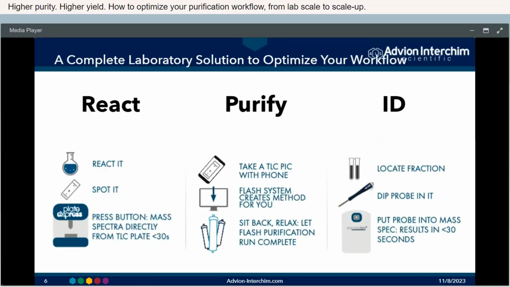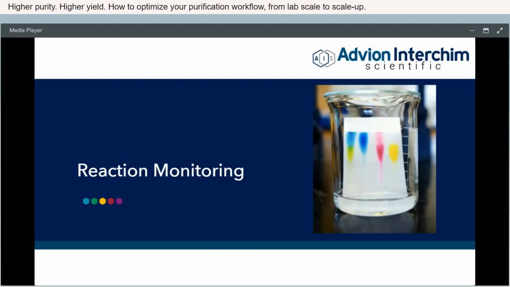Okay, so what we offer is a complete laboratory solution to optimize your workflow, whether you're talking about the reaction portion and monitoring the reaction, the purification process, or the post-purification compound identification. We can offer tools to help all of that. Okay, so reaction monitoring for most organic chemists starts with a TLC. TLC is very common. This is thin layer chromatography, where your spots separate out on a plate, and that allows you to essentially say whether you've made a new compound or your starting material is still present in the reaction mixture.